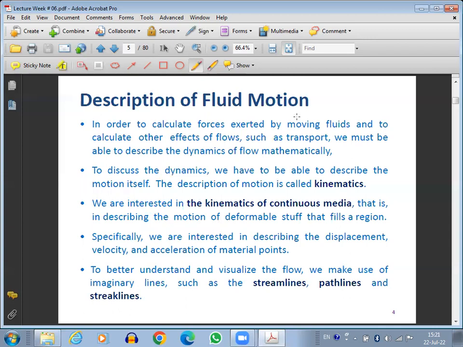Okay, let's move on. Description of fluid motion. In order to calculate the forces exerted by moving fluids and to calculate the other effects of flow, such as transport, we must be able to describe the dynamics of flow mathematically. We are starting with fluid dynamics. To discuss dynamics, we have to be able to describe the motion itself. Before studying what is causing the motion, first we have to study the motion itself. The description of motion is called kinematics. So we are interested in the kinematics of continuous media.